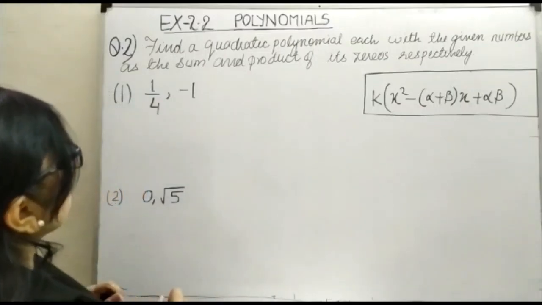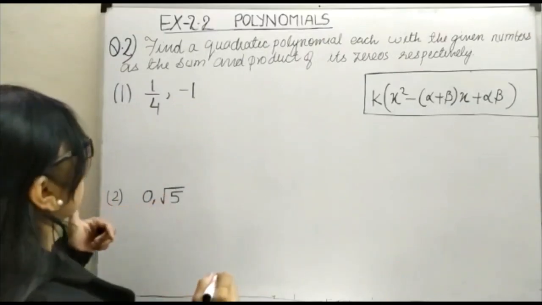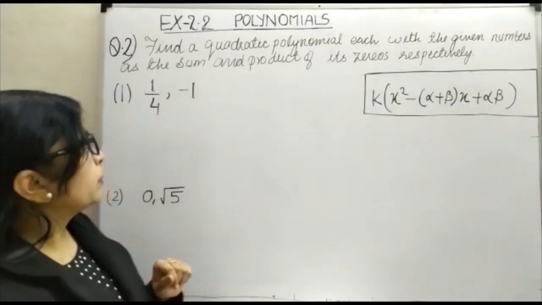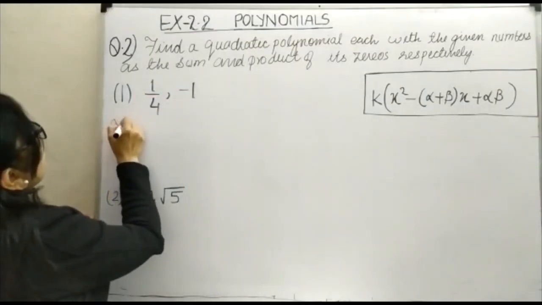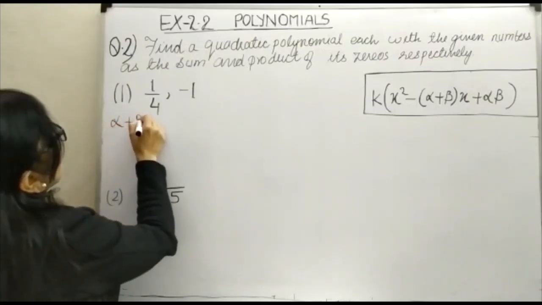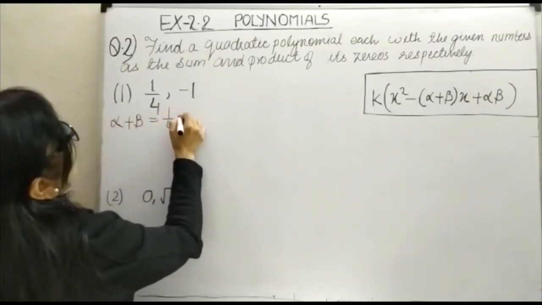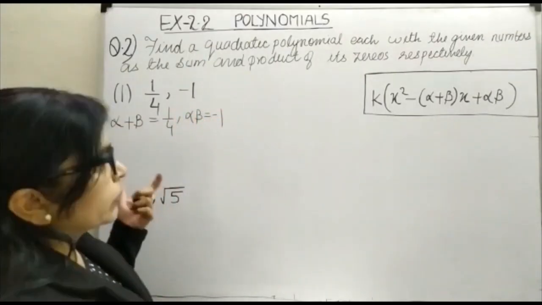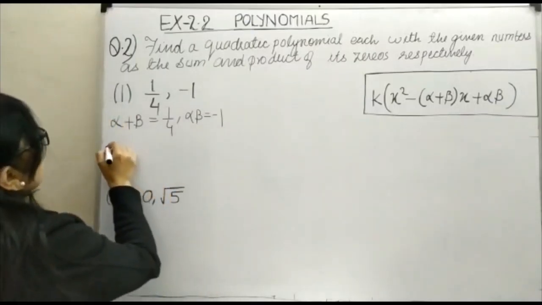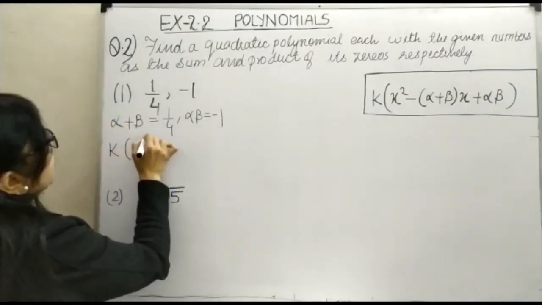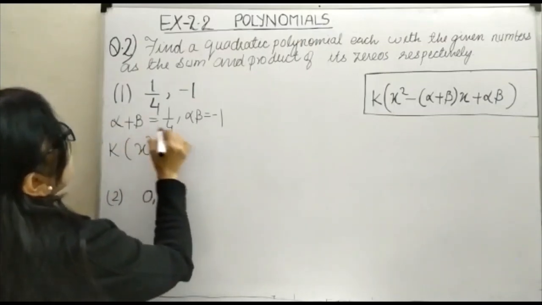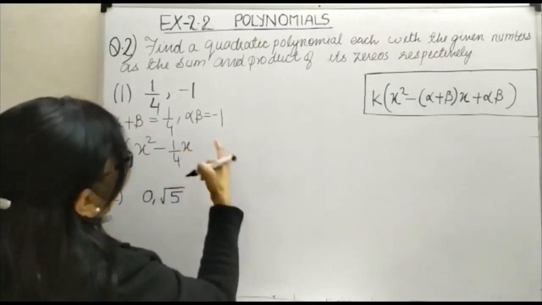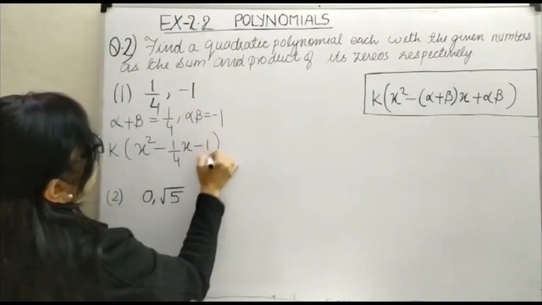Let us see, in this question it is said that the sum and product of its zeros are respectively given. That means your first term is the sum and your second term is the product. So here the sum, alpha plus beta, is given as 1 upon 4 and alpha beta is given as minus 1. You can frame the equation directly with this formula, that is k x square minus alpha plus beta, which is given as 1 by 4, x, and alpha beta is given, so it is minus 1.